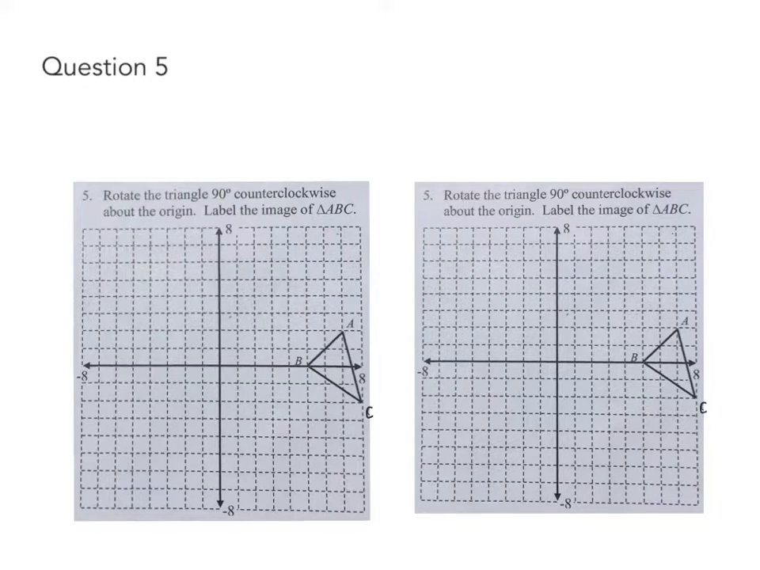So remember, we said rotations have a degree and a direction, and that when we're talking about rotations, they're either going to go clockwise or counterclockwise. And again, I always write out to the side which direction my rotation is going to go. So if we read problem 5, in question 5, it says, rotate the triangle 90 degrees counterclockwise about the origin. Label the image of triangle ABC.